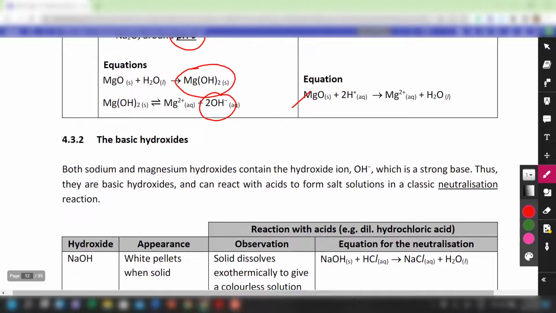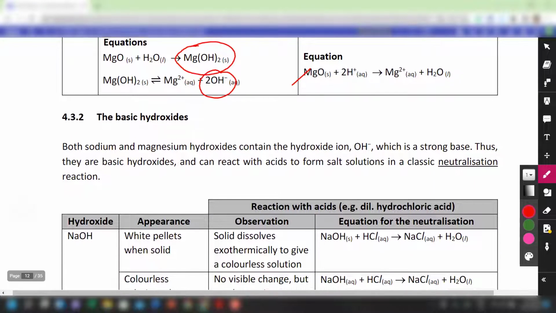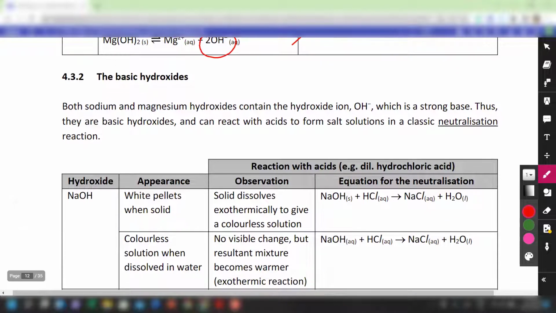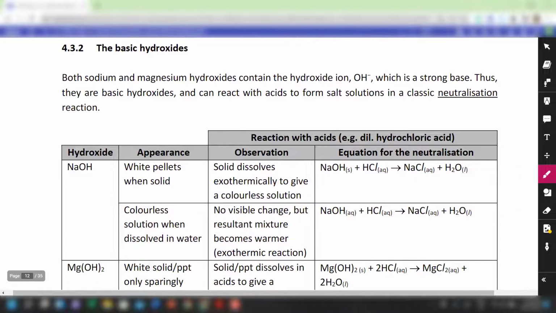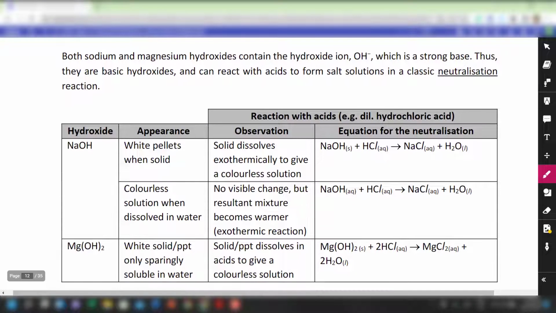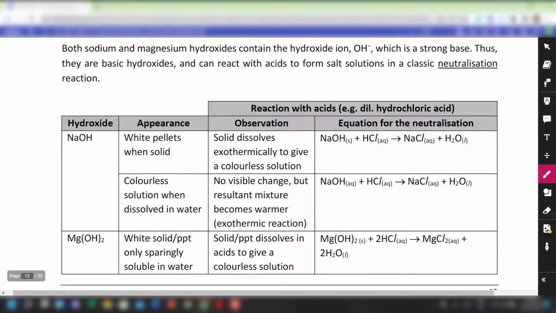So for the basic hydroxides, that will be sodium and magnesium hydroxides. I'm sure you are very familiar with their chemistry. You have encountered them in secondary school and even in stoichiometry and redox. They will react with acid to form salt solutions via the classic acid-base neutralization reaction.